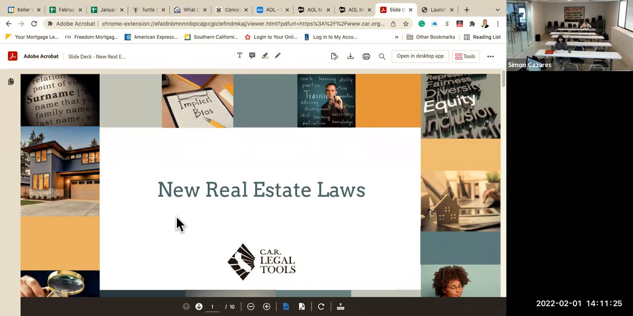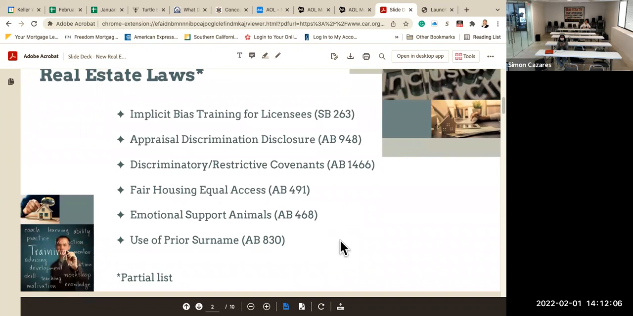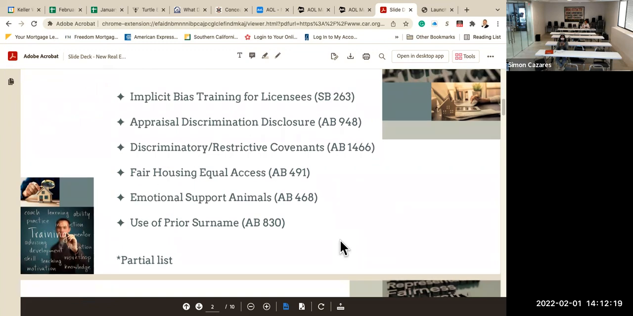So what's new in real estate law? Let's dive right into it. Here are some of the significant items that you'll see in the real estate law. Again, most of this stuff doesn't really pertain, but it's important that you at least have some understanding of it, which is the implications of bias training for licensees, appraisal discrimination disclosures, discriminatory restrictive covenants, fair housing and equal access, emotional support animals, use of prior surname, and then the partial list. Okay, so those are the things. That's AB 830, AB 468, AB 491, AB 1466, AB 948, and AB 263.